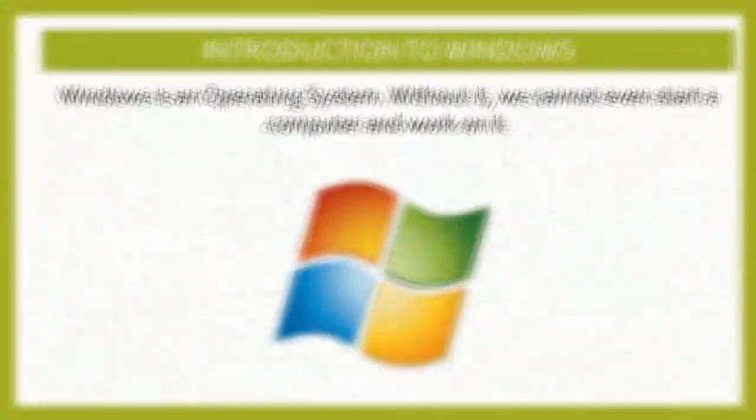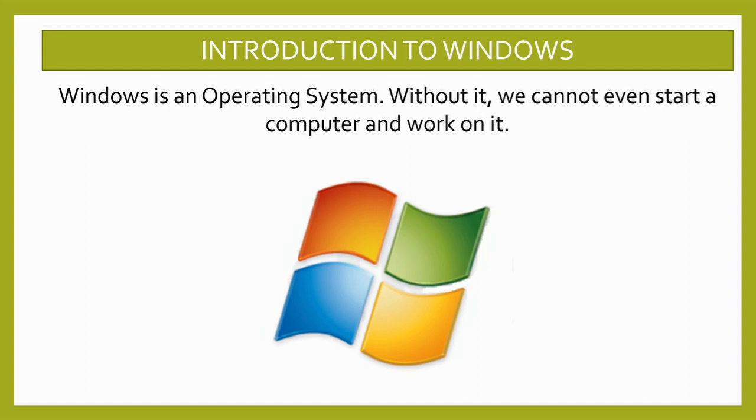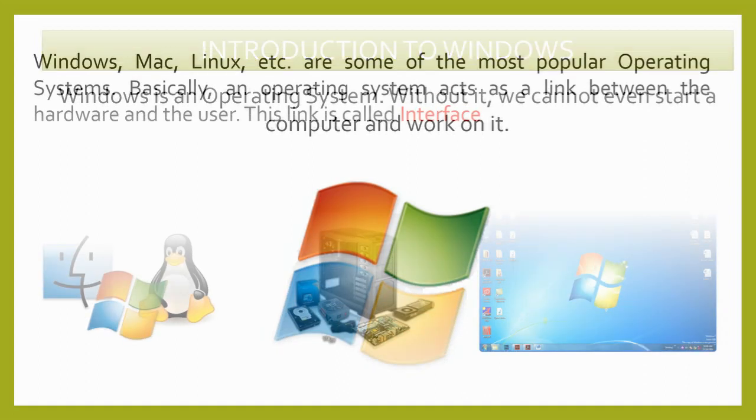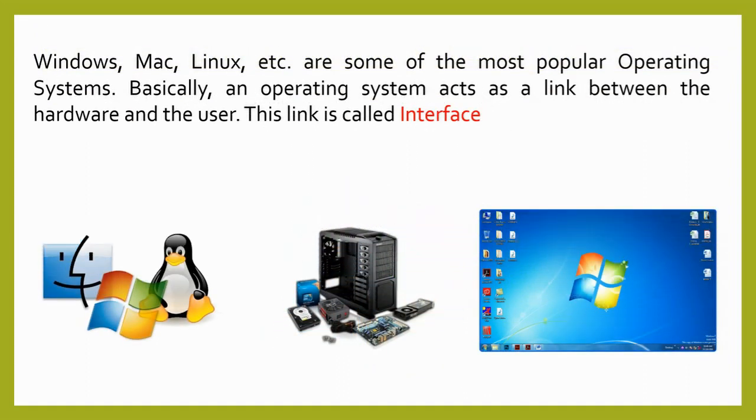Windows is an operating system. Without it, we cannot even start a computer and work on it. Windows, Mac, Linux, etc. are some of the most popular operating systems. Basically, an operating system acts as a link between the user and the hardware, and this link is called interface.